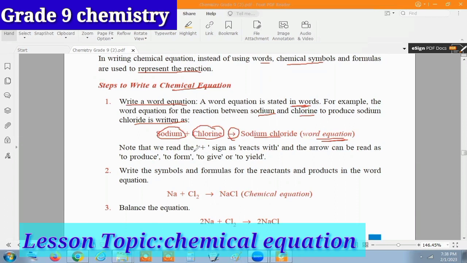So note that we read this plus sign as "react with."